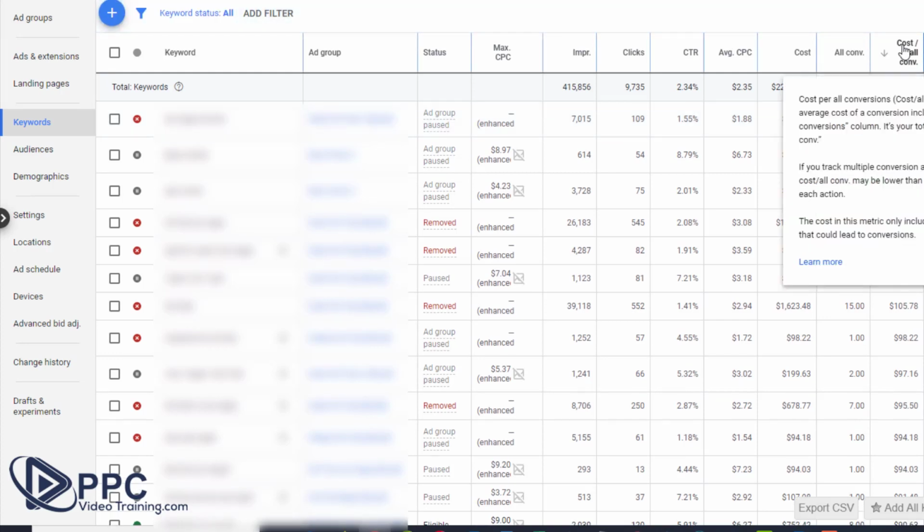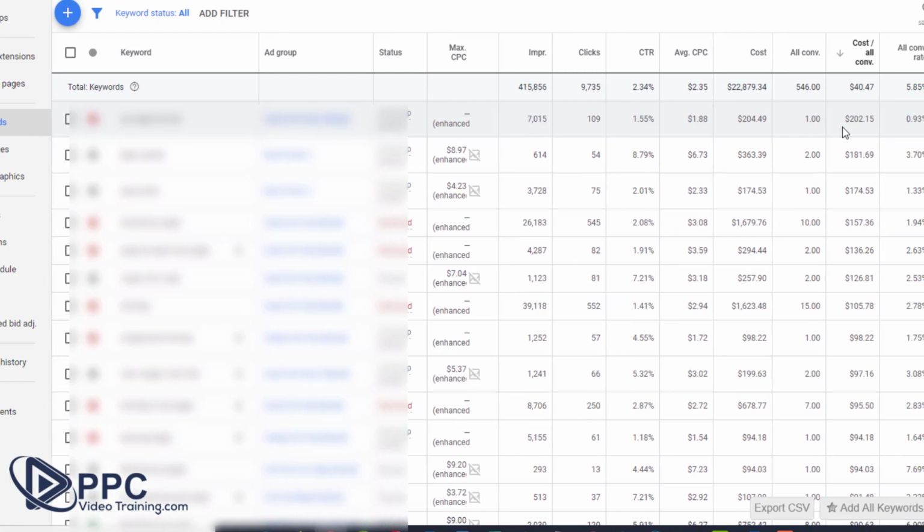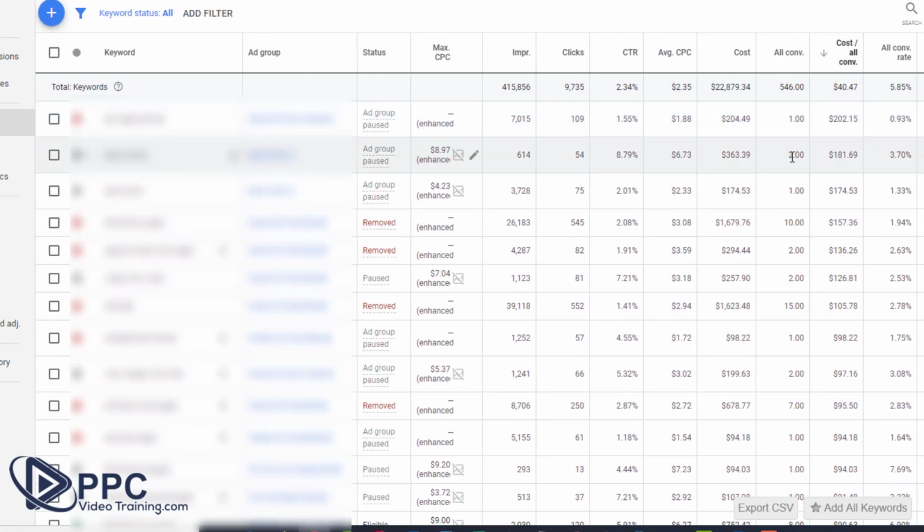Now what I did was I sorted this by cost per conversion. So I sorted it so it's in declining order. So I automatically take a look at, you know what, $202 spent on this, one conversion, way too much money. Same thing here. This one's spent $363. It is only converted twice for a conversion cost of $181. And what I do is I go down that way and I start looking at, you know what, this one might have had 10 conversions, but it also spent $1,679 at a cost per conversion of $157.